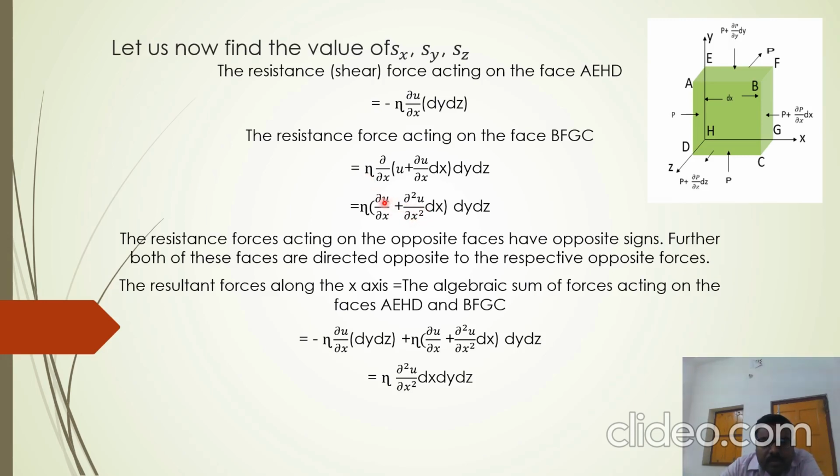Therefore the resultant force acting along the x-axis, which is the algebraic sum of these two forces, is equal to minus eta del u by del x into dy dz plus eta into del u by del x plus del square u by del x square dx dy dz. Now we see that the first term and this term will cancel, and the remaining term is equal to eta del square u by del x square dx dy dz.